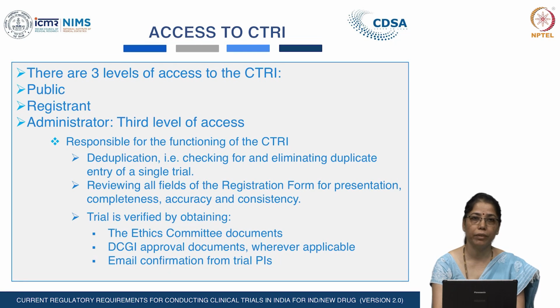As my colleagues have talked about various types of accesses under the CTRI, the first one is the public access, the second one is the registrant access, and the third one is the administrative access that I am talking about. So, an administrator is the identity who can make changes on the system that will affect the registrant as well as the public, and under CTRI the administrator is responsible for deduplication, that is checking for and eliminating duplicate entries of a single trial, also reviewing all the fields of the registration form for the trials for completeness, accuracy and consistency, and verification of the trial by obtaining the ethics committee documents for that particular trial, DCGI approval documents wherever applicable, and email confirmation from trial principal investigators.